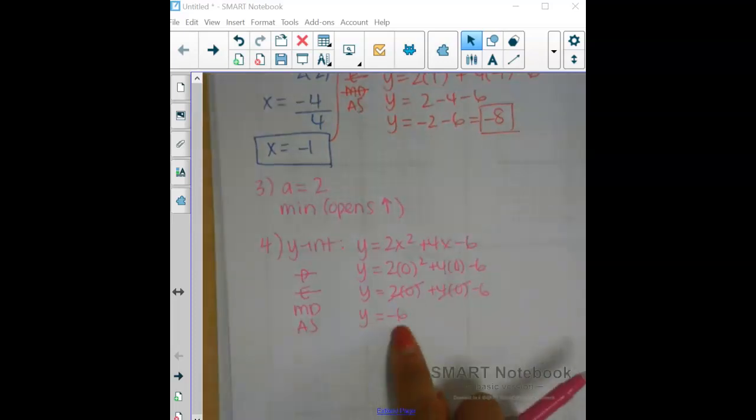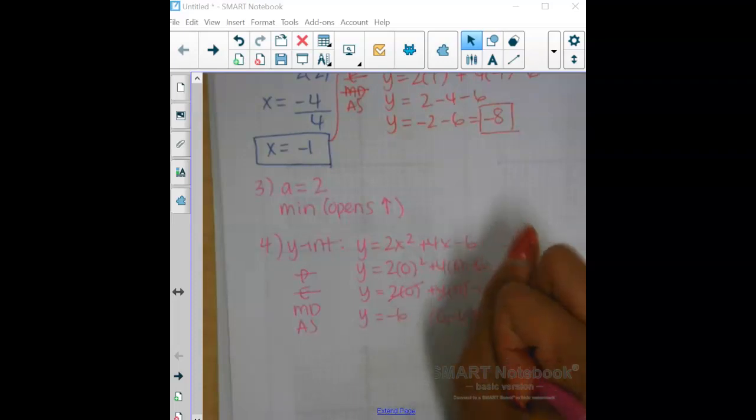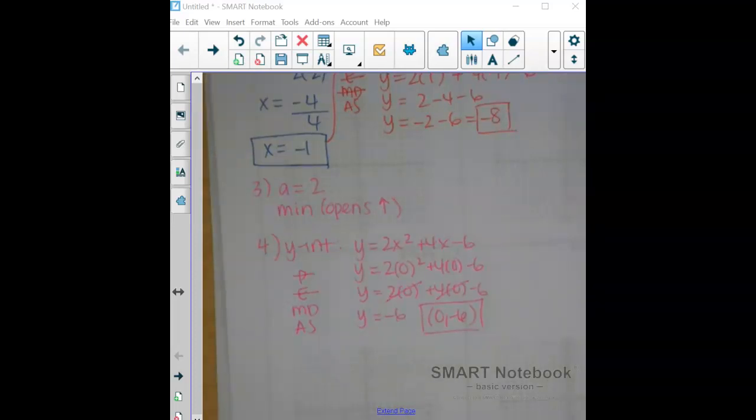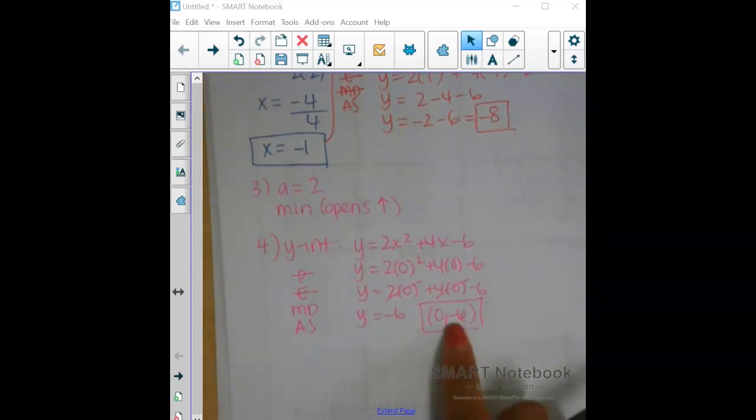Wait, is this the y value for your vertex, or is this something different? What is this? Your y-intercept. So make sure you write it as a coordinate so that way you see that it's the y-intercept. So I'm going to go back to the front side of the page just really quickly to plot this little point, 0, -6.